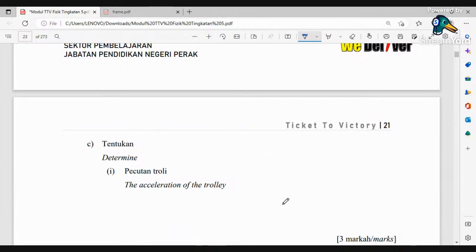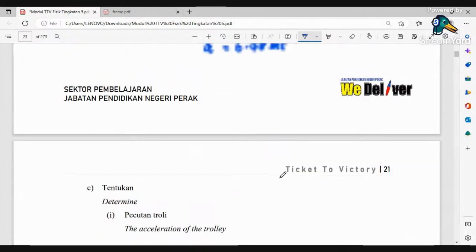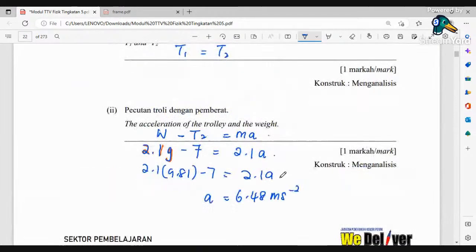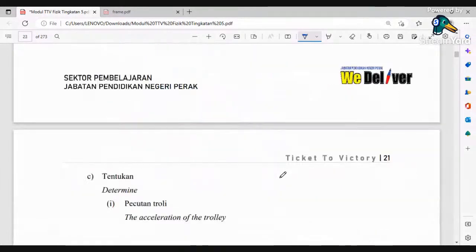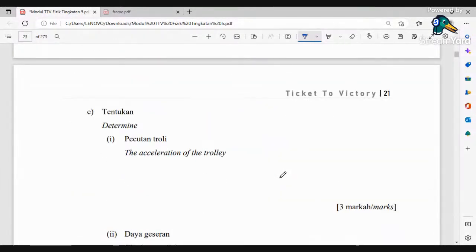C, determine the acceleration of the trolley. Acceleration of the trolley is the same answer as this one.